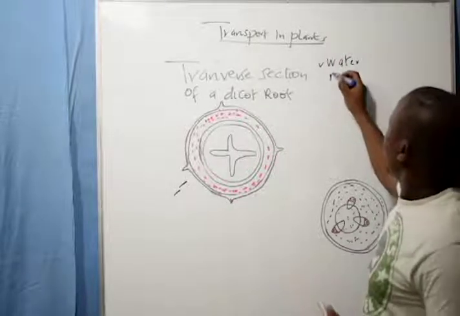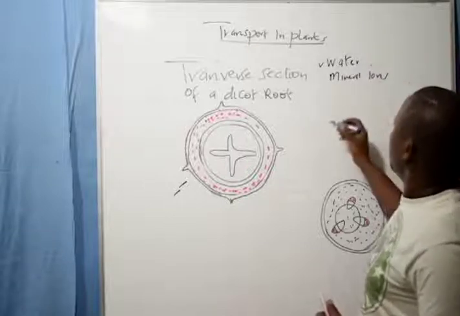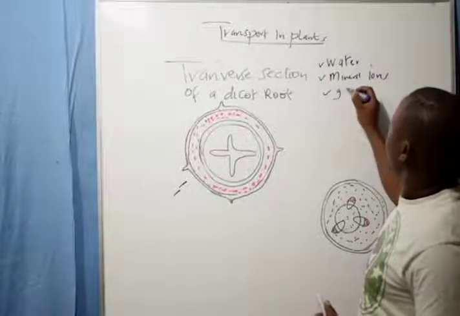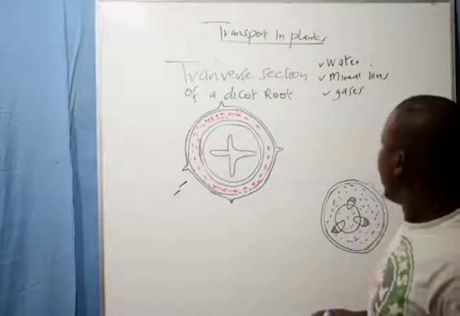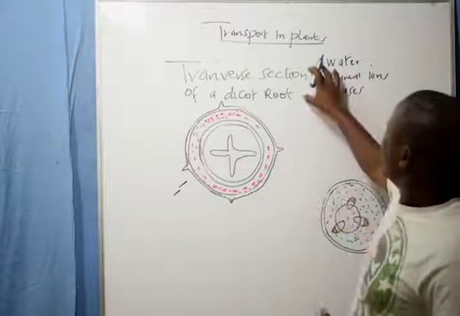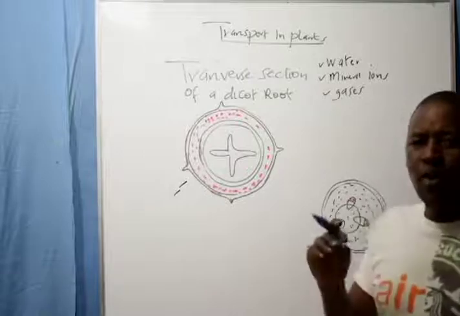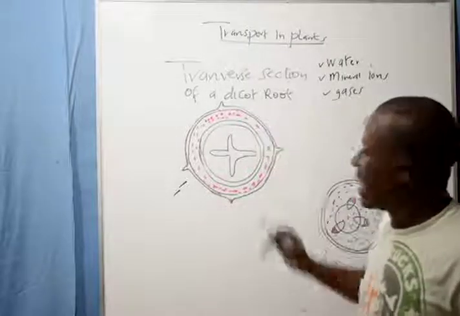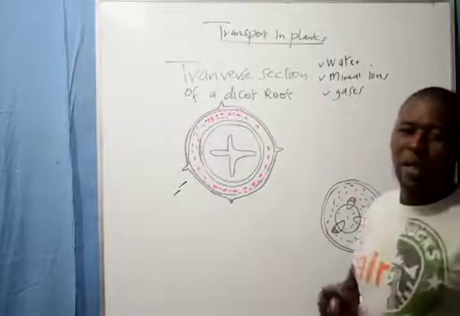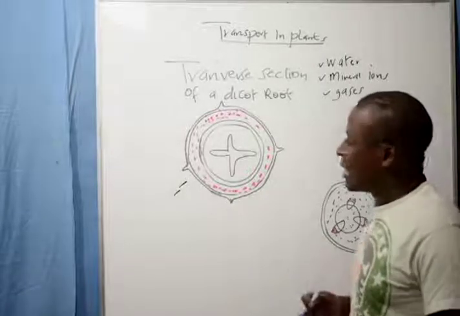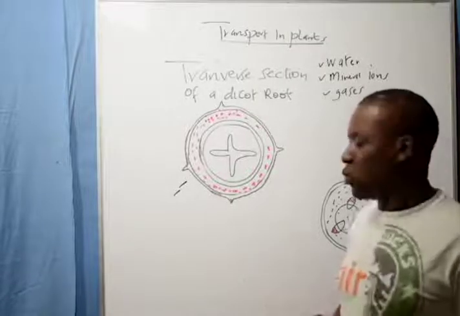We have mineral ions, they are transported in a plant. We have gases, they're transported in a plant. Now, to transport these substances, a plant has to have a way of carrying these materials. So in this topic, we shall look at how plants carry these materials from the roots up to the leaves.